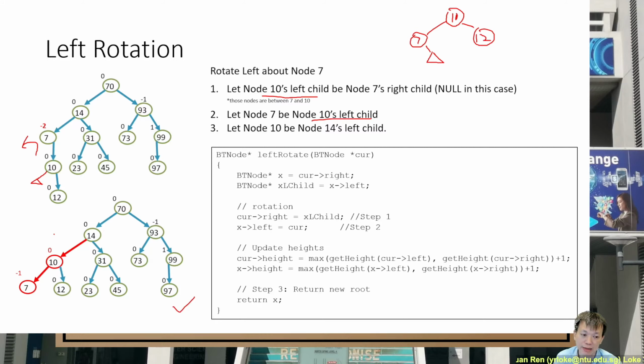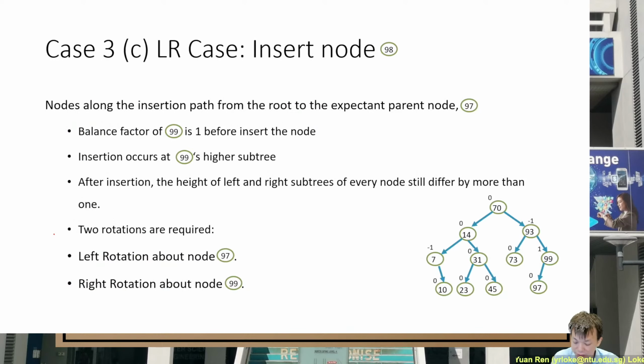Yeah, this is two cases, and then there are another two cases. You can insert the nodes at the left nodes of the left subtree, or this one is the right nodes of the right subtree. That's when there are another two more cases. The next one is the LR. That's when you're trying to insert like 98 to the right nodes of the left subtree.